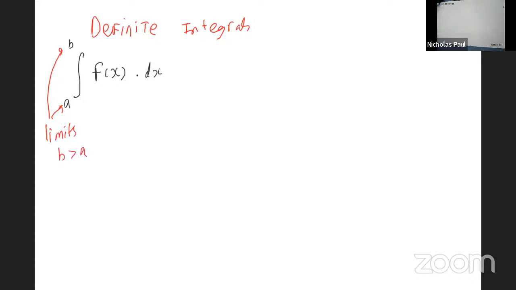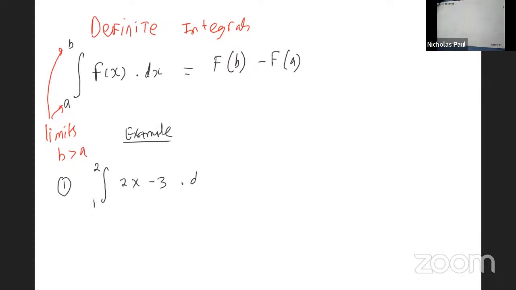So what you will do is integrate and then find f of B and f of A and minus them. A little more work, but it's still simple, right? I'm going to give you an example. Let's say I asked you to integrate between 2 and 1, 2x minus 3, right? How are you going to work out this definite integral?